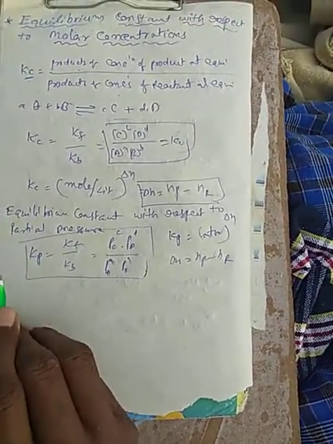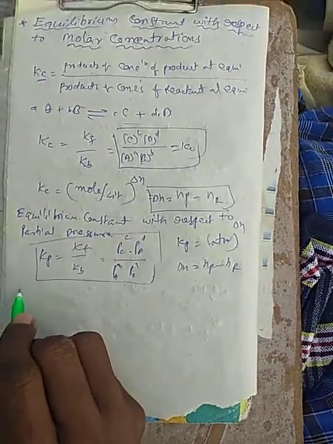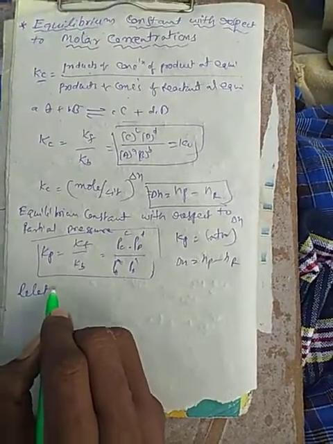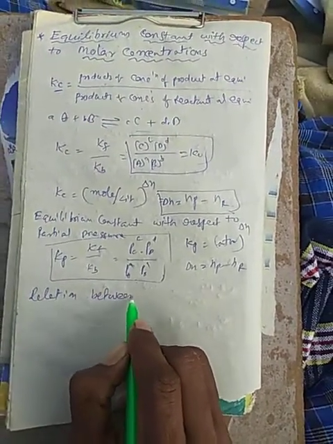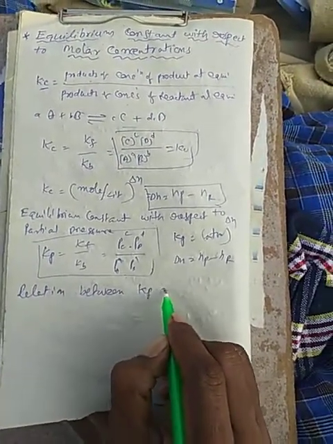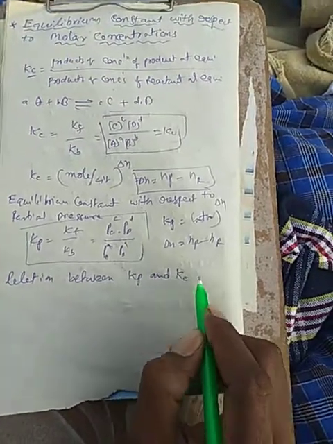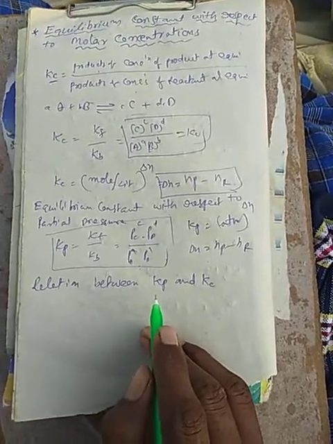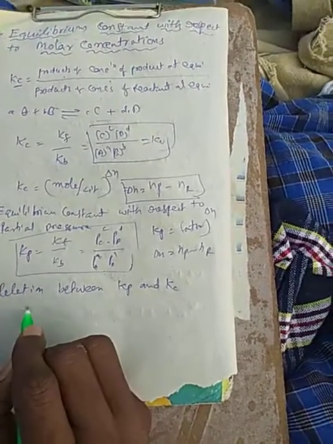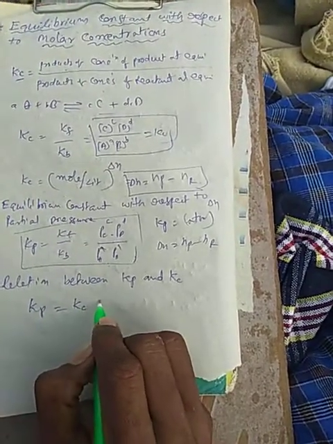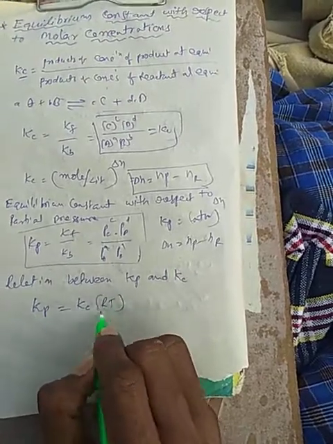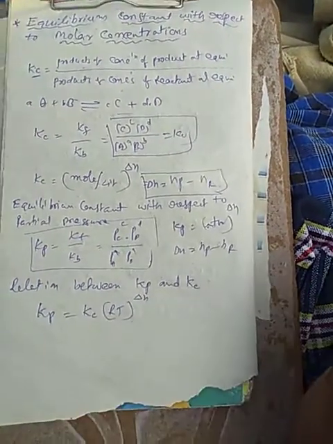Next, what is the relation between Kp and Kc? Now we have the formula: Kp is equal to Kc into RT power delta n.